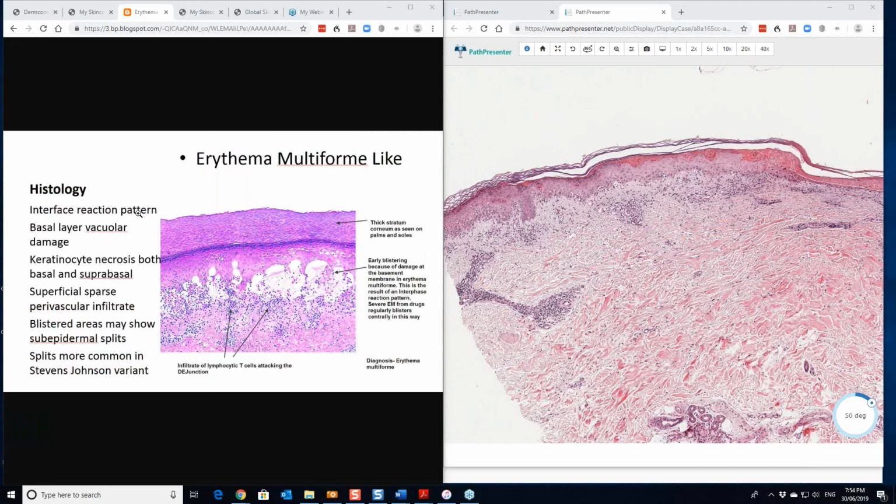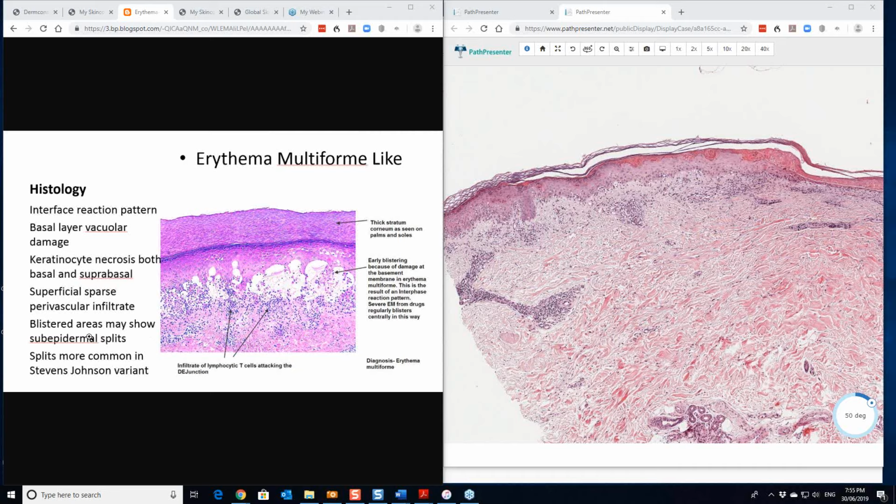This is a little schematic to show the indicated features. Now, if you get enough damage at the dermoepidermal junction, you'll sometimes get edema here, and you'll get a blister. You can see the thickened stratum corneum here. This indicates it's in the palms of the hands or the soles of the feet, and that's often where these target lesions are. The infiltrate of T cells is attacking the dermoepidermal junction there. And the keratinocyte necrosis can be both basal and suprabasal, as we showed in these areas up here.